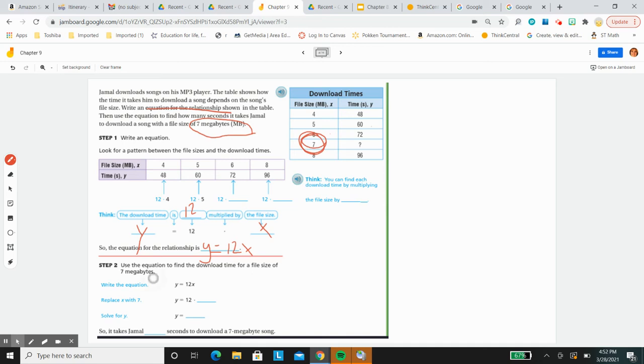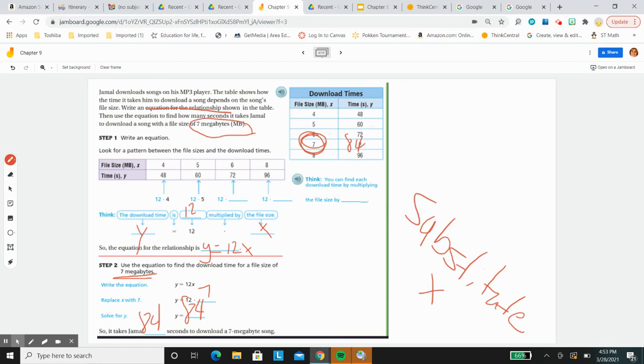So if my file size was 7 megabytes, they're giving me a substitution. Do you remember that word substitution? That means we're going to substitute for that x, or for that independent value. They're telling me that the independent value is going to be a 7. So if I do that, 12 times 7, look on your times chart real quick. 12 times 7 is 84. So I can solve for 7. I can replace that right here as an 84. So for a 7 megabyte song, it will literally take him 84 seconds to download his song.